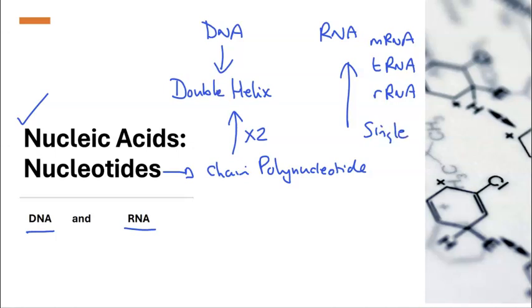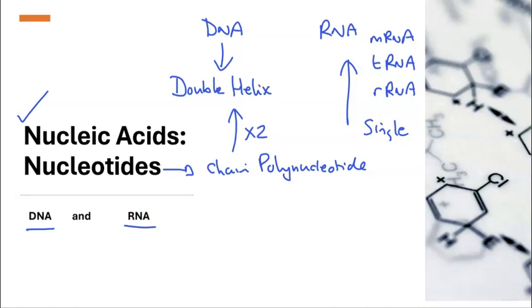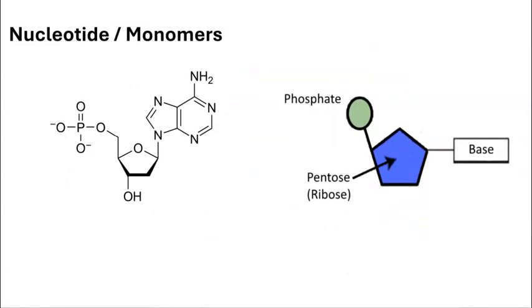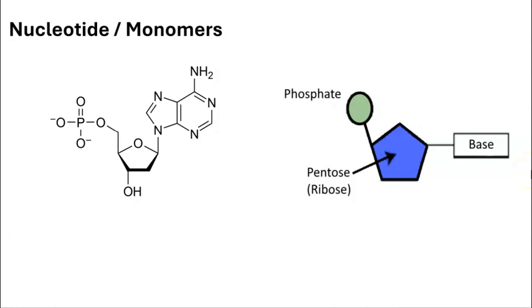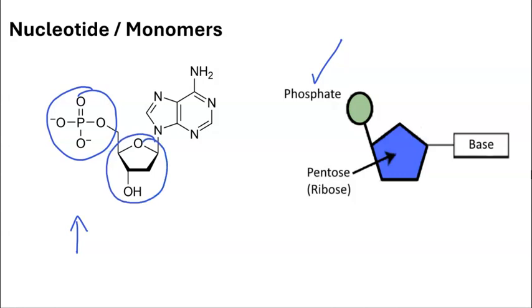So these chains, whether they're double helix DNA or RNA single chains, are made up of the nucleotides. So let's take a look at those nucleotides, the monomers. The monomers seen here in this chemical diagram have this PO4 group here. That's the phosphate group. And then here we have a pentose sugar known as ribose, and then here we have what is called the base.